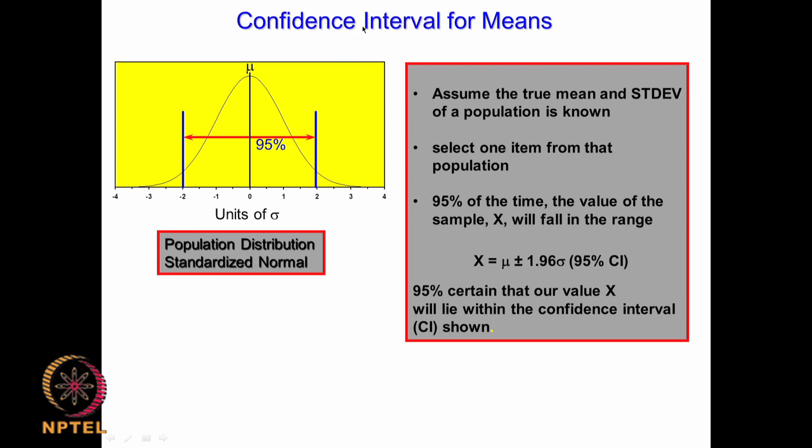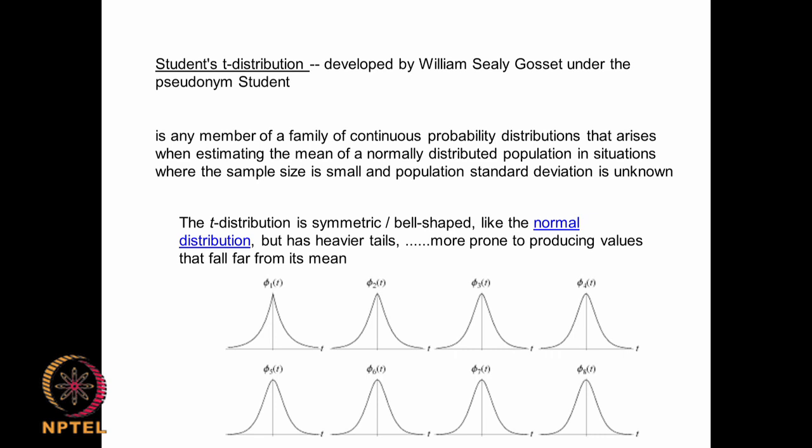Now let us go to the next topic, that is called Student's t-distribution. What is the Student's t-distribution? This was developed by somebody called William Sealy Gosset. He wrote some very important papers in statistics under the pseudonym of Student. That is how it stuck on, actually.